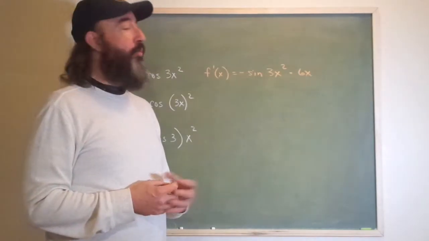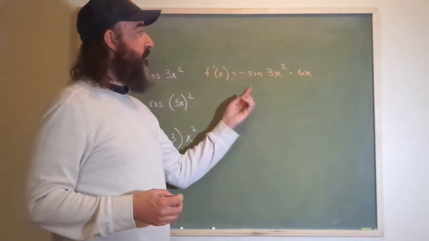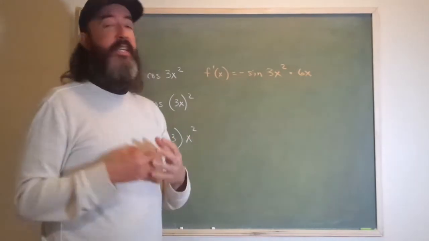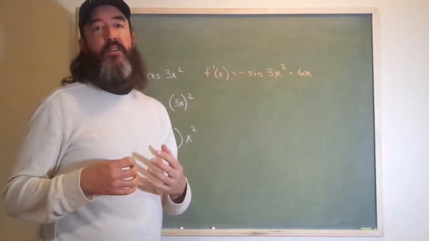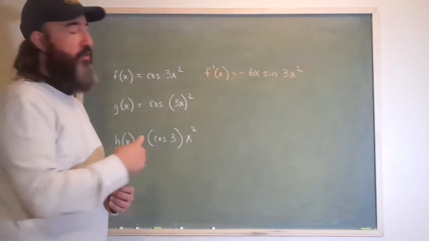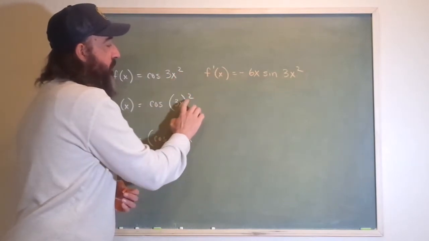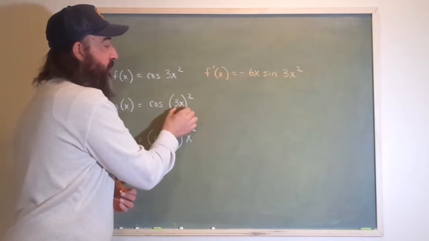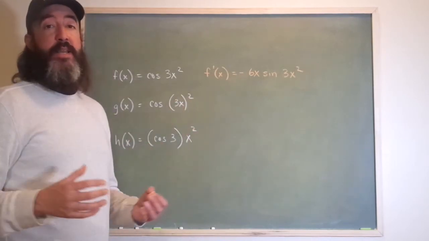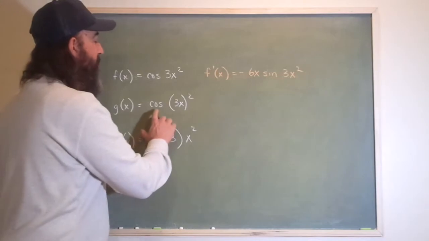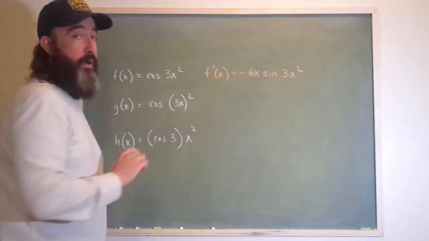This is of course more appropriate to write with the 6x in the front. I'm going to say f prime of x is negative 6x sine of 3x squared. In this first example, the exponent of 2 had a base of x. Well, in this example, the exponent of 2 has a base of 3x. Of course, 3x times 3x is 9x squared. I could rewrite this as cosine of 9x squared.